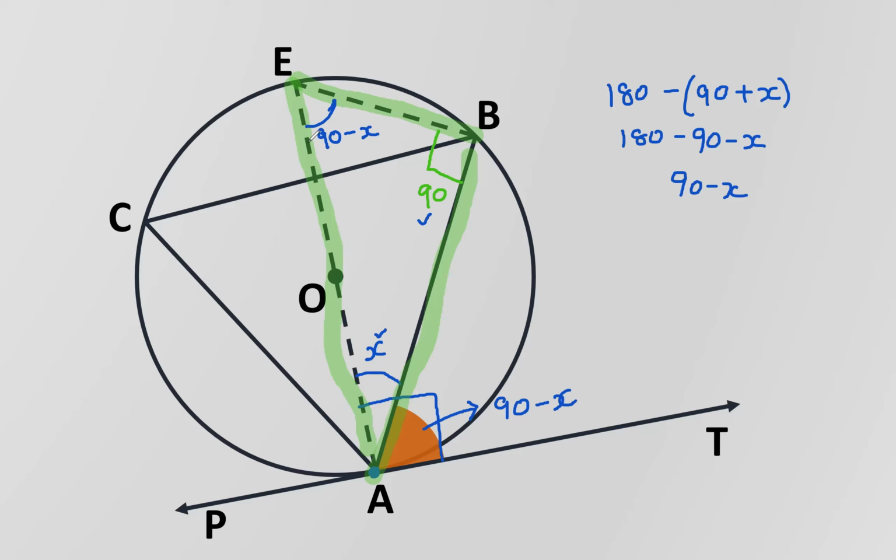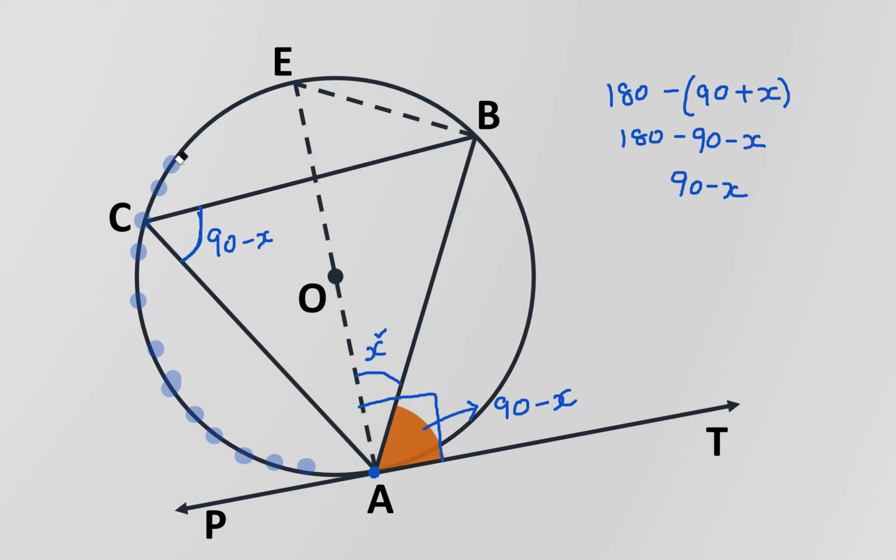And angle BEA or angle BCA, they are the angles in the same segment. So any angle formed in this part of the circle will be equal to 90 minus x. So thus the angle between chord and a tangent is equal to the angle in the alternate segment.